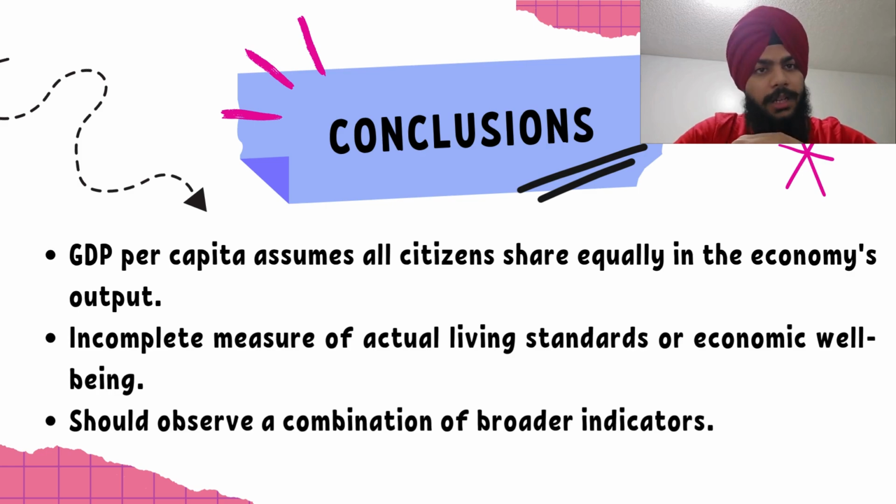So it should be encouraged to look at a combination of broader indicators like income distribution, human development index, sustainability indicators, among others. By mixing these broader indicators with GDP, policymakers can get a clearer and more complete picture of how a country is really doing.